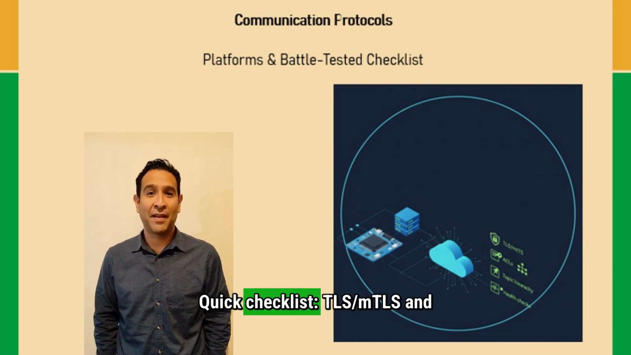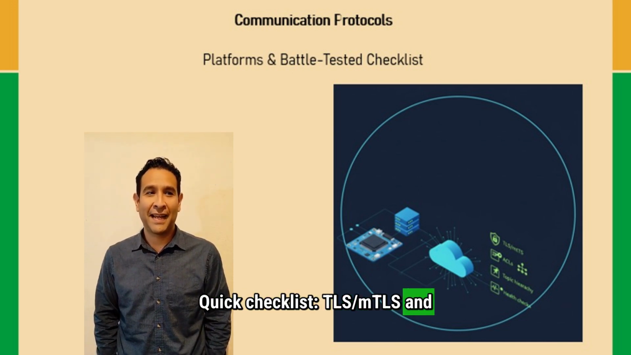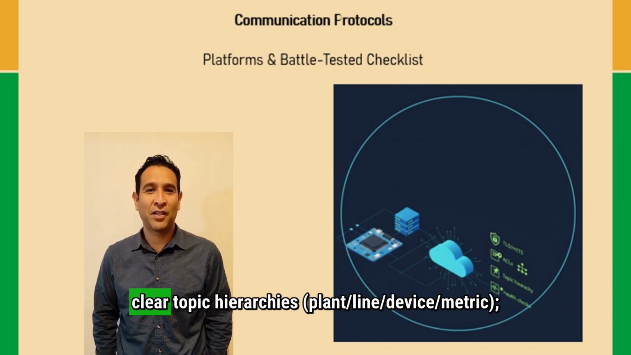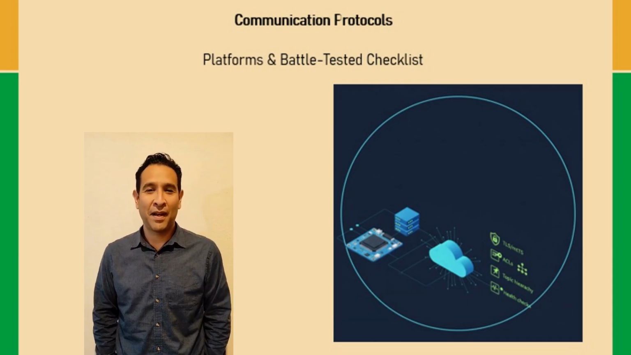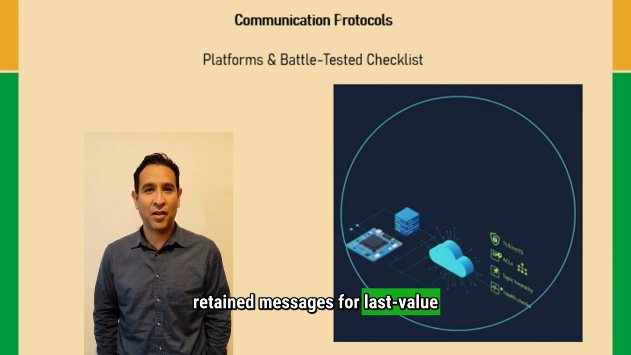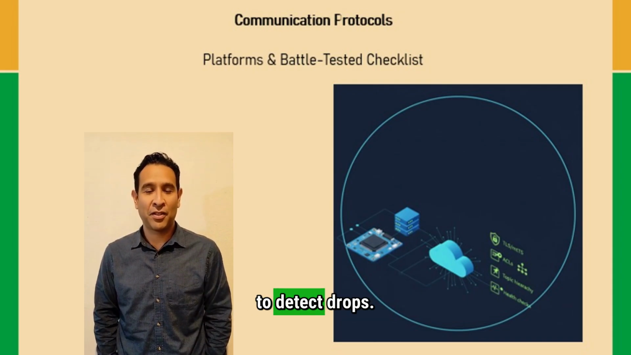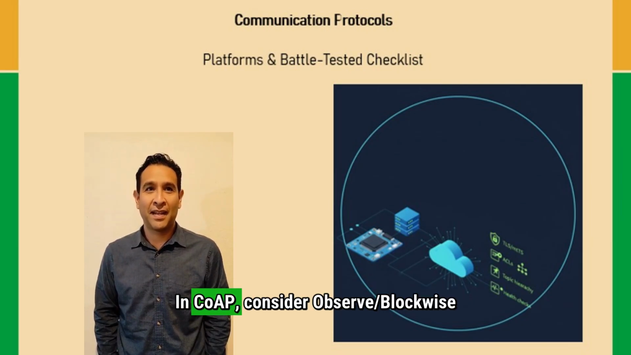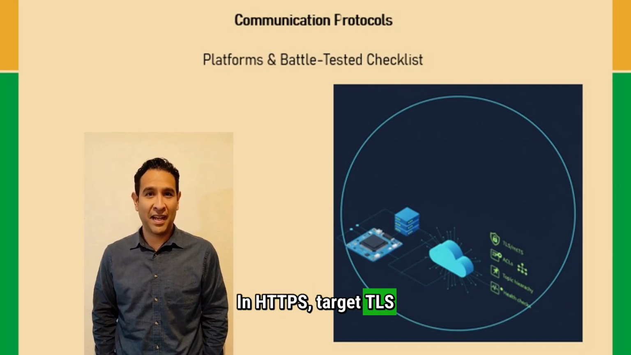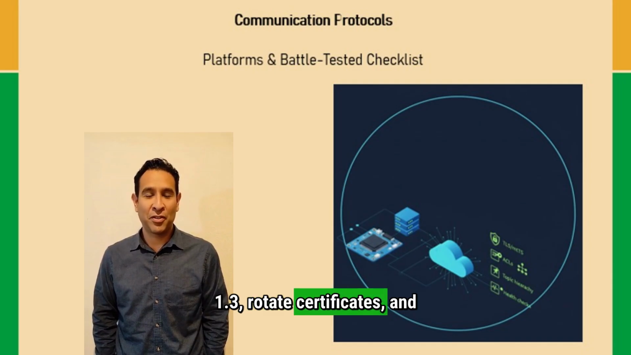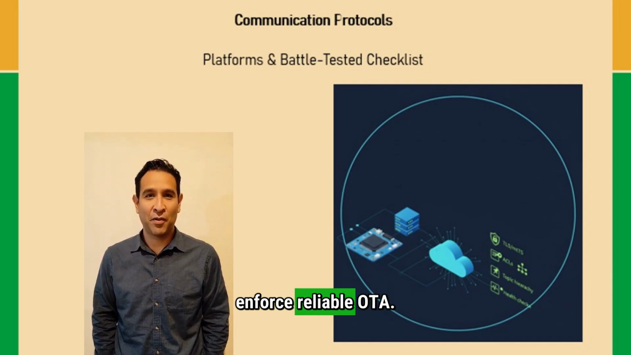Quick checklist: TLS/mTLS and ACLs on the broker, clear topic hierarchies, plant/line/device/metric, retained messages for last value on join, last will to detect drops. In CoAP, consider observe/blockwise and plan DTLS well. In HTTPS, target TLS 1.3, rotate certificates, and enforce reliable OTA.